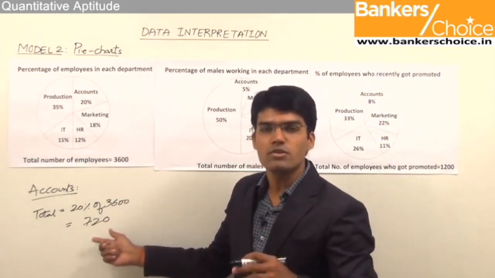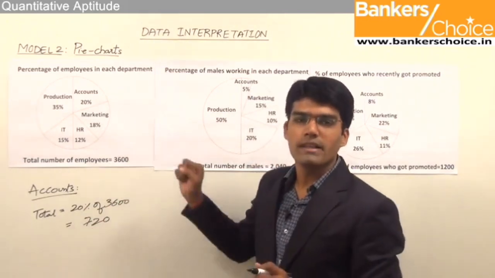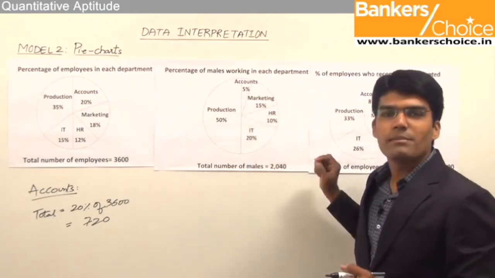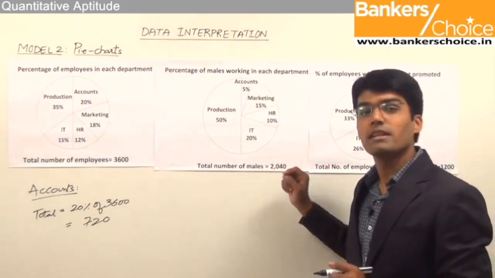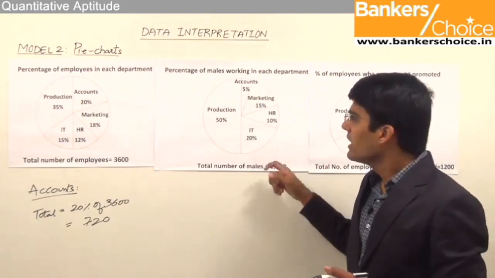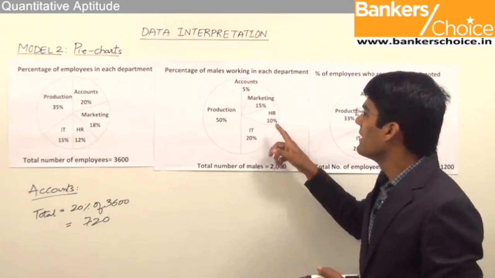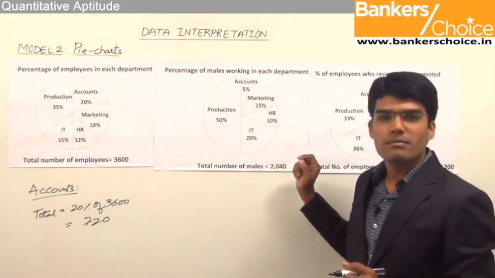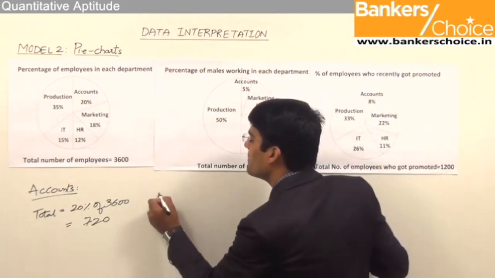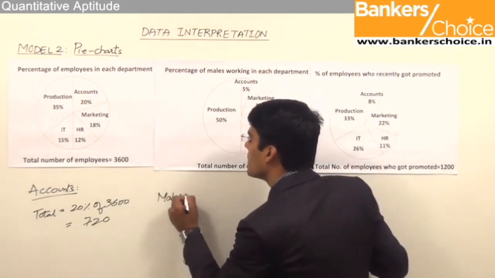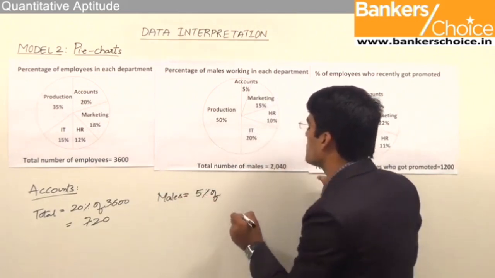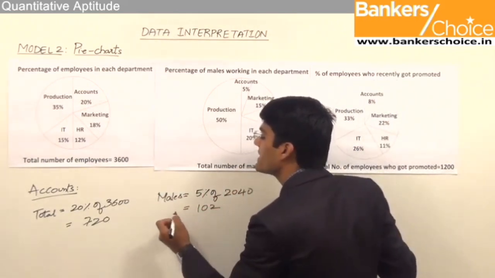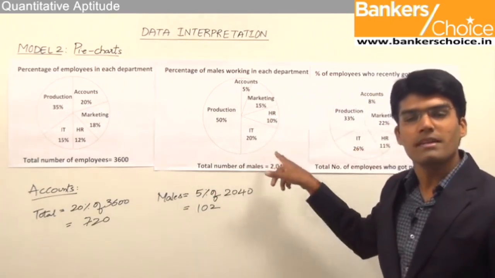So this 720 includes both male and female employees of the accounts department. From the second pie chart, we know that percentage of males in each of the departments is given. So from this, we can find out the number of males in each of the departments. Let us do the same thing for accounts department again. We know that 5% of 2040 are male employees in accounts department. So the number of males in the accounts department will be equal to 5% of the total number of males, 2040. This comes out to be 102. So the number of male employees in accounts department is 102.